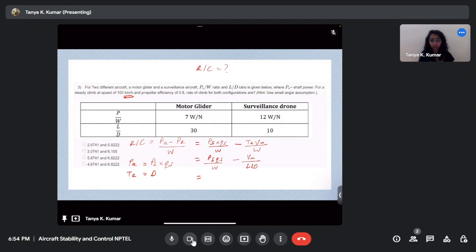PS by W is given for each of those cases. So 7, eta S is 0.8, minus V infinity is in kilometer per hour. Make sure you convert it to meter per second. 100 into 1000 by 3600 and L by D is 12. Correct? So now what is this answer? Just let me know the answer quickly.